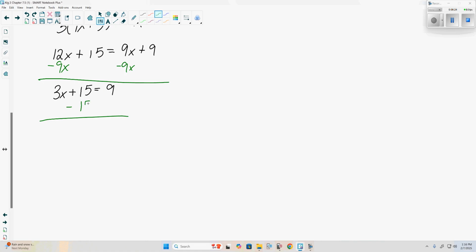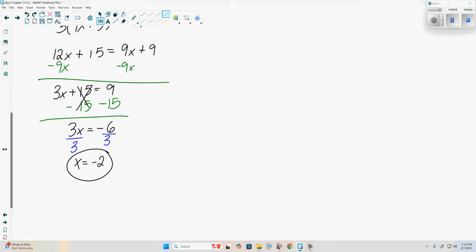Minus 15. Because 15 minus 15 would be 0, telling us 3x is equal to negative 6. Divide both sides by 3, telling us x is equal to negative 2. Is that one of our restrictions? No, so it is a solution.